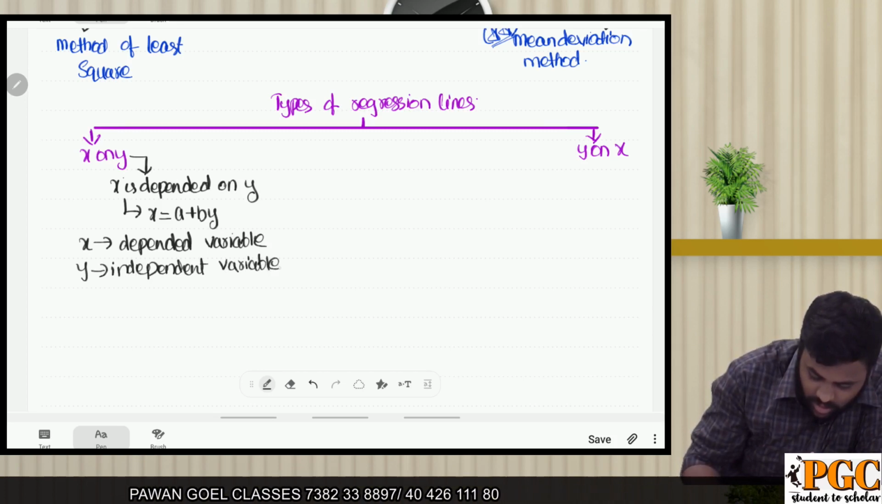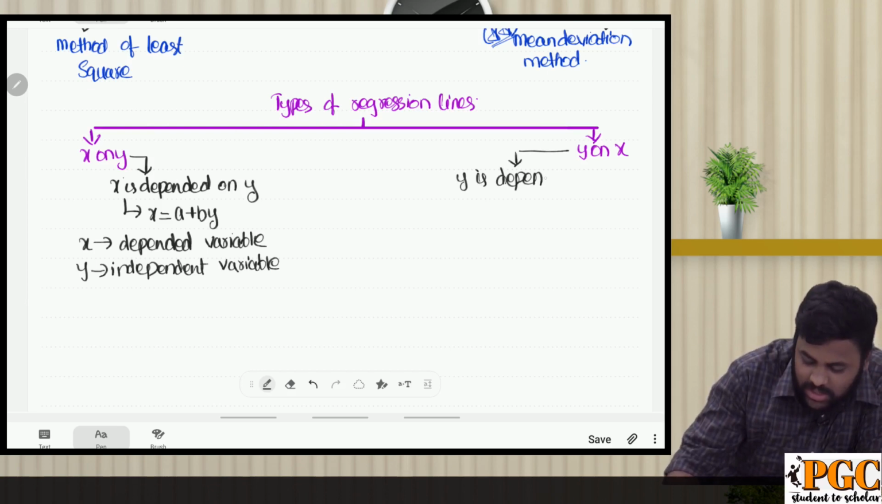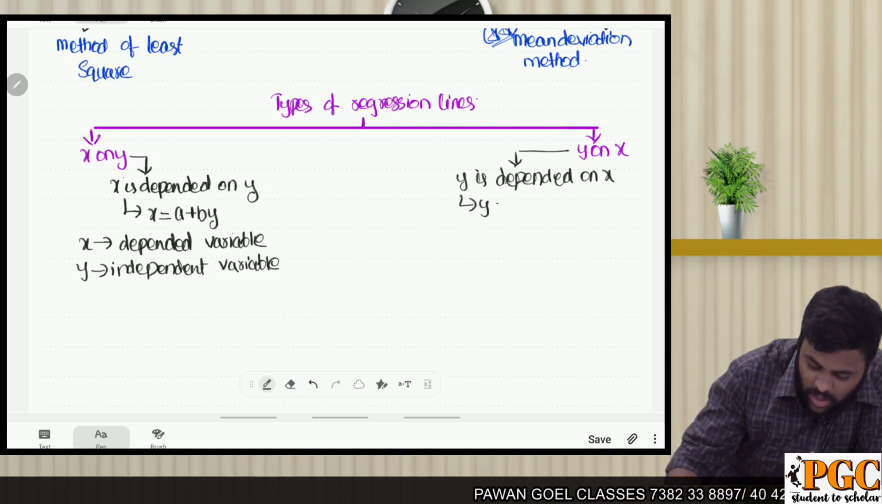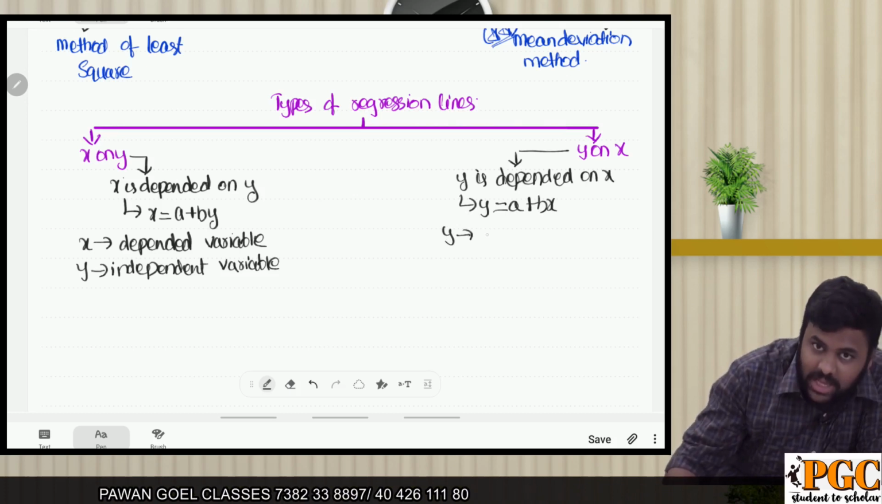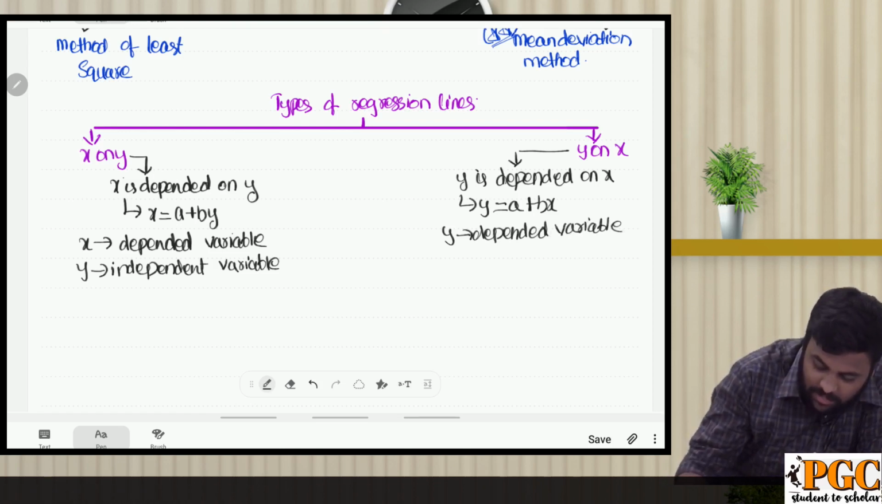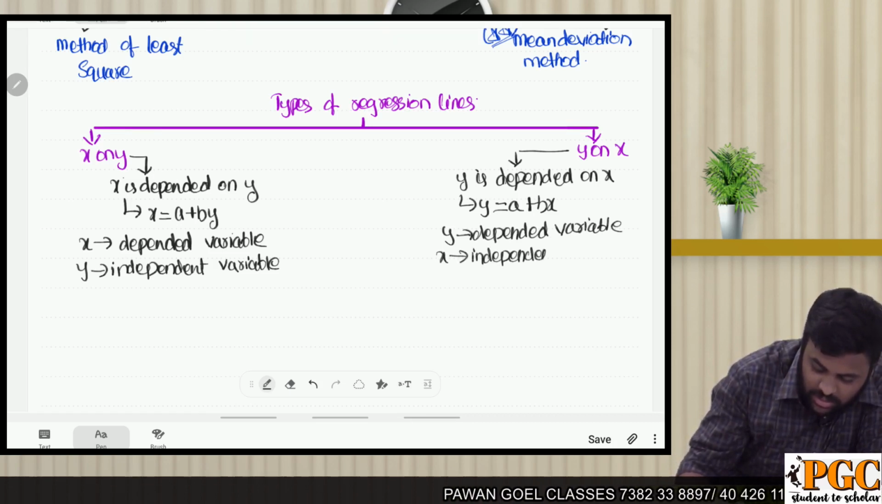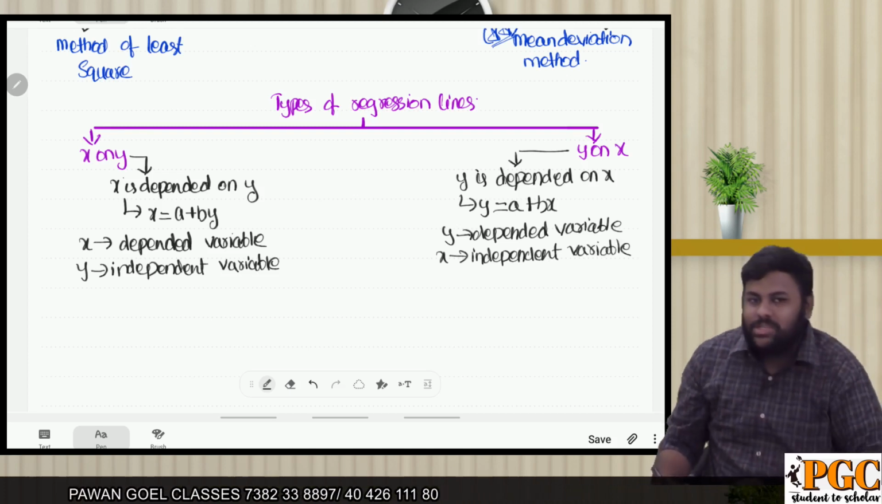Now what is this y on x? Y on x is nothing but y is dependent on x. Here y will be equal to a plus bx. Since y is dependent on x, can I say y is the dependent variable and x is the independent variable? So I hope the basic point is clear, my dear friends. What is x on y and y on x?